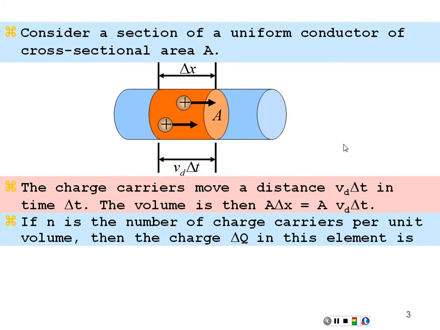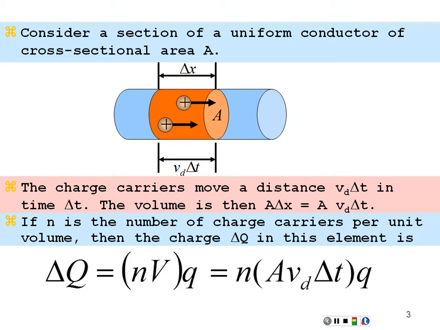If n is the number of charge carriers per unit volume for this material, then the total charge in this segment will be equal to the number of charge carriers per volume for this particular material, it could be copper, gold, silver, whatever, times the volume, which gives us the number of carriers, times the charge per carrier. If it's an electron, the magnitude of that charge will be 1.6 times 10 to the minus 19 coulombs. So this will be equal to n times the cross-sectional area, the drift velocity, delta t, times q. Bear with me, we're headed somewhere with this.